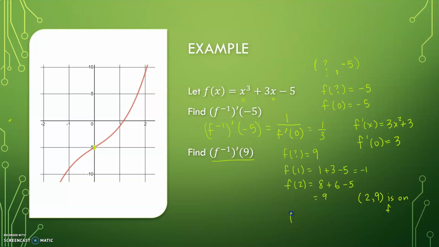Now, what's the slope at 2? f prime, oh, we already did that. So f prime of 2 would be 3 times 4 plus 3, which would be 15. And so that means that the inverse function derivative at 9 would be the reciprocal of that, 1/15.